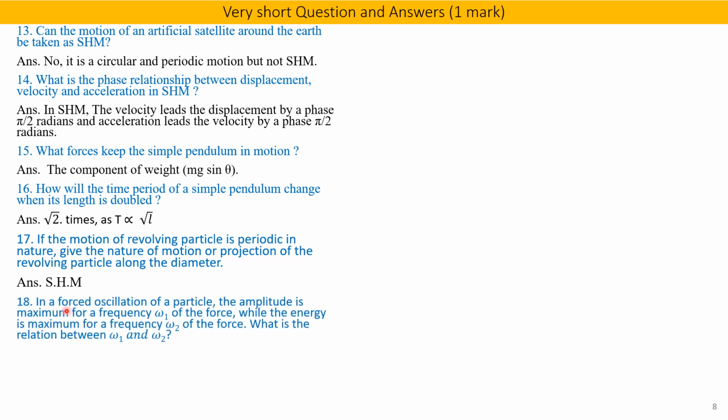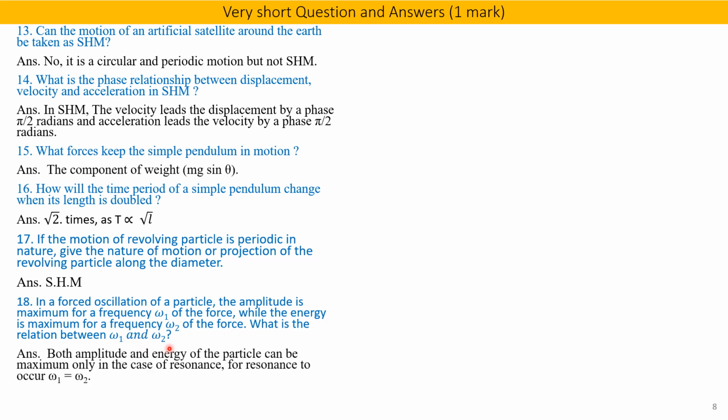Question number 18. In a forced oscillation of a particle, the amplitude is maximum for frequency omega 1 of the force, while the energy is maximum for omega 2. What is the relation between omega 1 and omega 2? Answer. Both amplitude and energy of particle can be maximum only in the case of resonance. For resonance, the relationship is omega 1 equals omega 2.